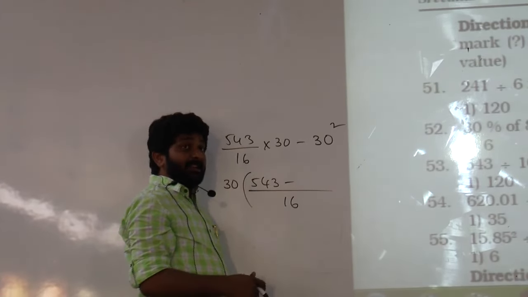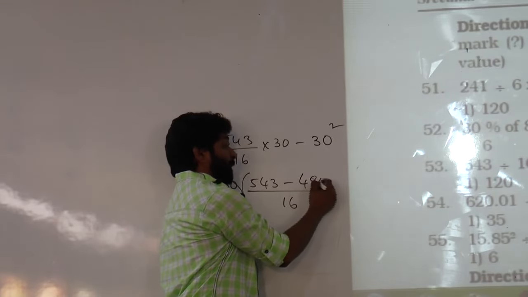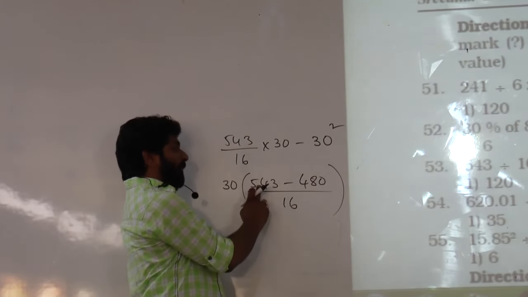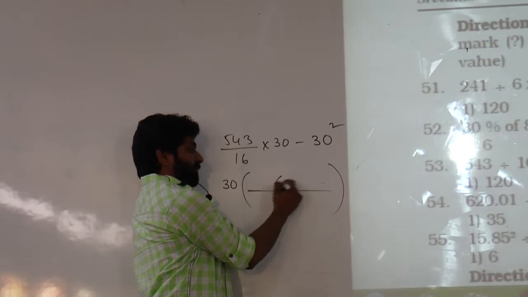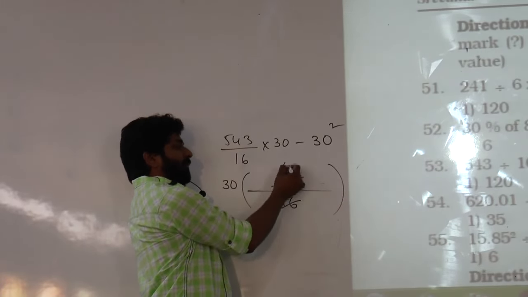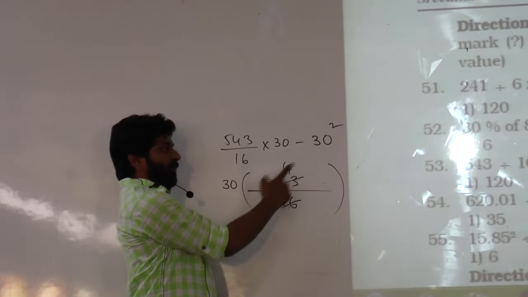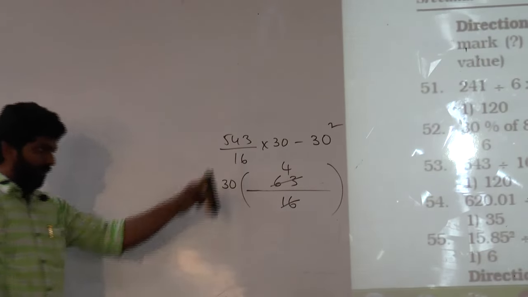30 into 16 is 480. 543 minus 480 is 63. 16 how many times? Near about 4 times. 120. The answer is near about 120. You have 120.